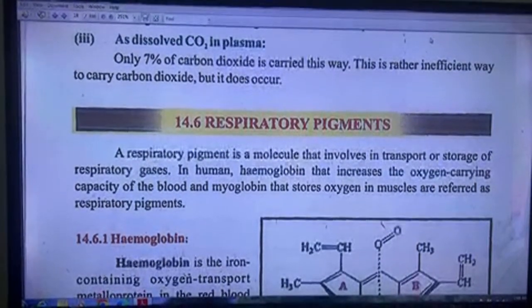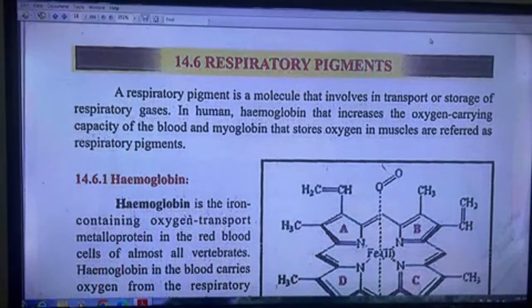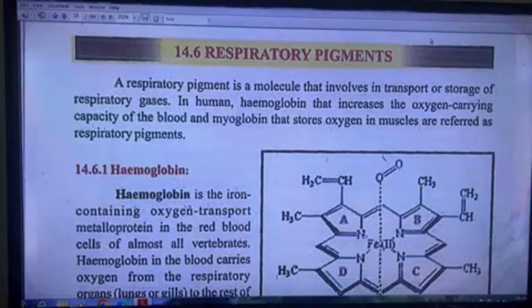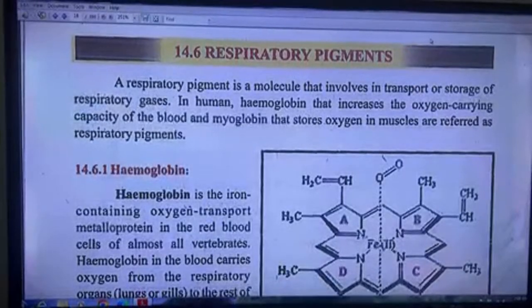Respiratory pigments. A respiratory pigment is a molecule that is involved in transport or storage of respiratory gases. Human hemoglobin, which increases the oxygen carrying capacity of the blood, and myoglobin, which stores oxygen in muscle, are referred to as respiratory pigments.